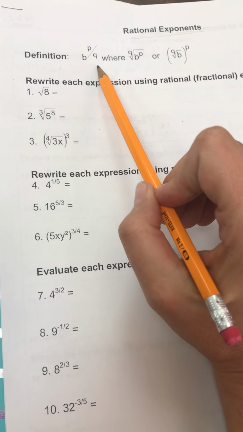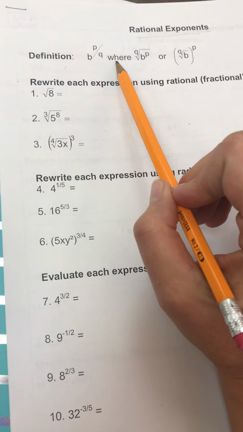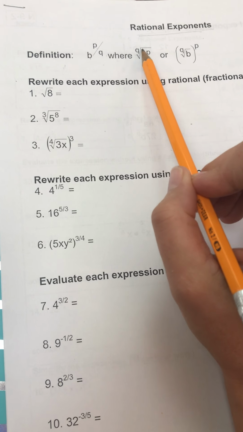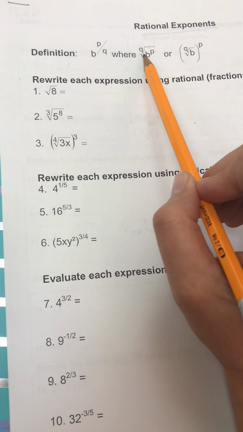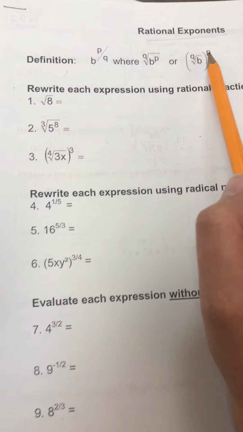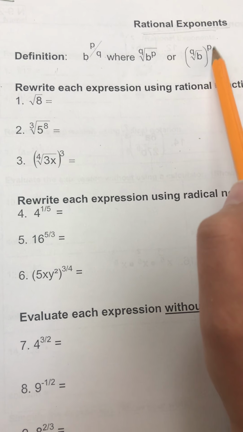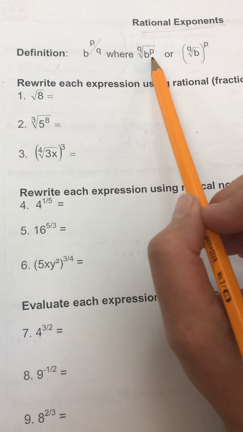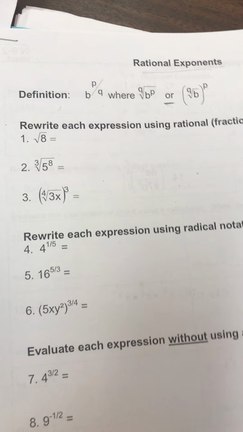And it gives you a definition, okay? So when you have b to the p/q, you can also rewrite it in a radical form, where you take the qth root of b to the p power. You can also write it with your p on the outside. If you put parentheses around the whole thing, you can put your p power on the outside instead of underneath the radical sign. You can write it either way. Either way is correct, okay?